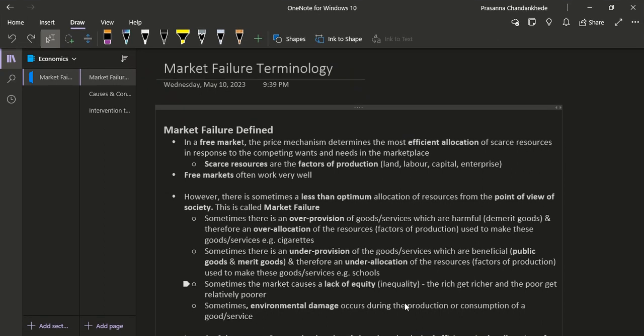Today we'll be looking at market failure, IGCSE economics. Let's start. Market failure terminology.